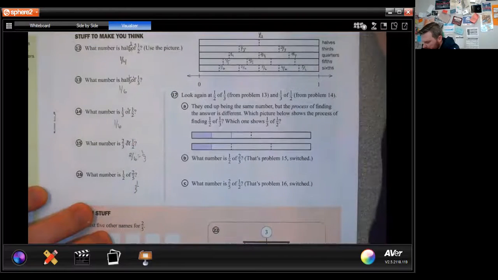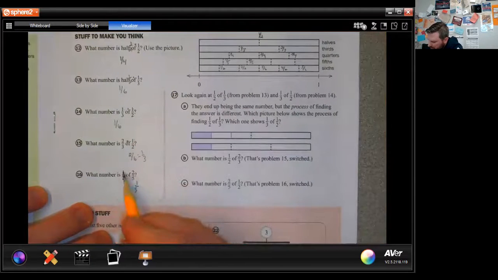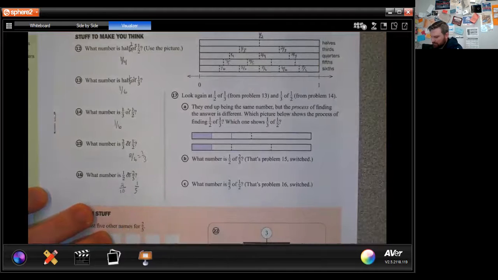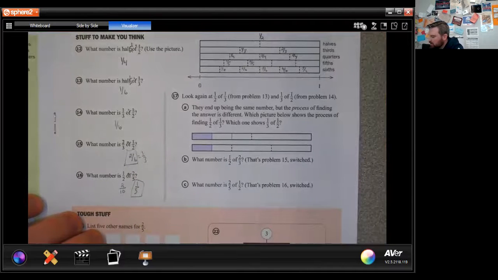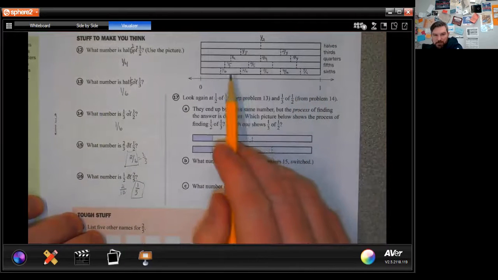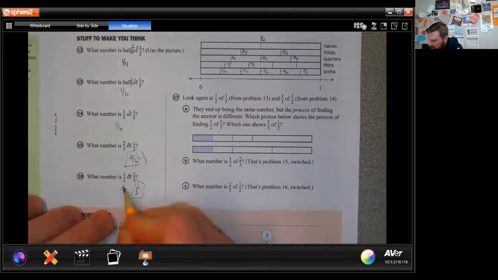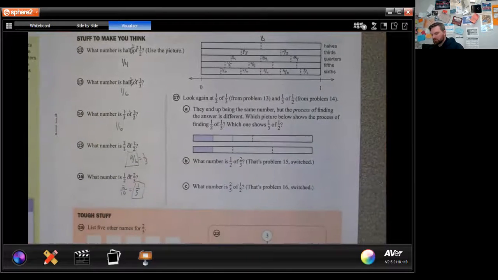Okay, it's the same. 1/2 of 2/5. So 1 times 2 is 2, and 2 times 5 is 10. Now we got 2/10. Well, I don't have tenths up here in this picture, but I know both of these numbers are divisible by 2. So 2 divided by 2 is 1, and 10 divided by 2 is 5. So those are equivalent. Okay?